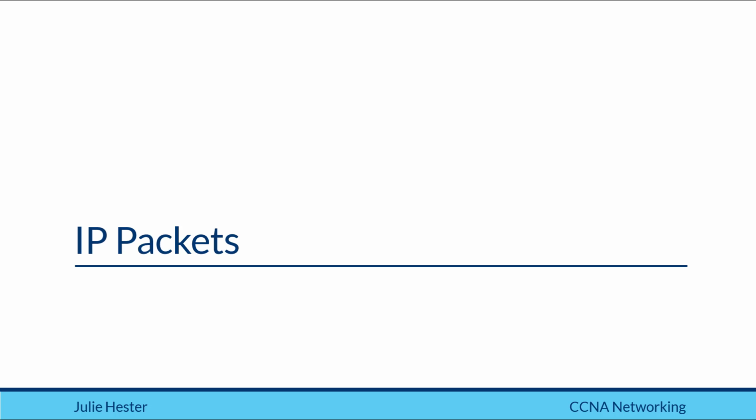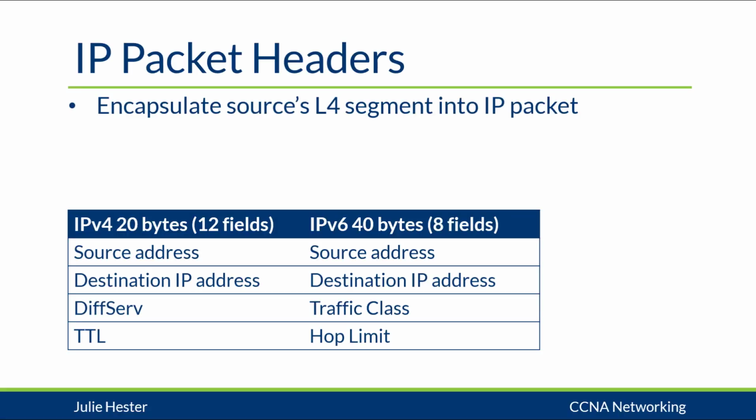Now let's dig into IP packets and see how they move across a network. When Layer 3 receives a Layer 4 segment, it encapsulates the segment into an IP packet. The packet has either a 20-byte or 40-byte header with information for routing the packet. Here are the most important fields and how they differ between IPv4 and IPv6.